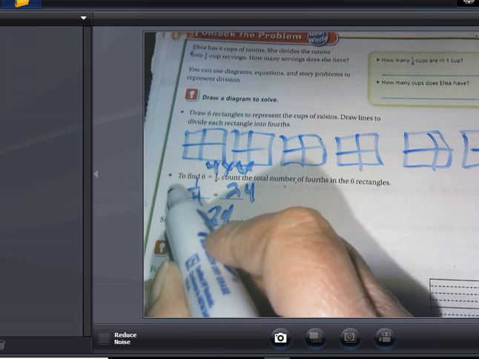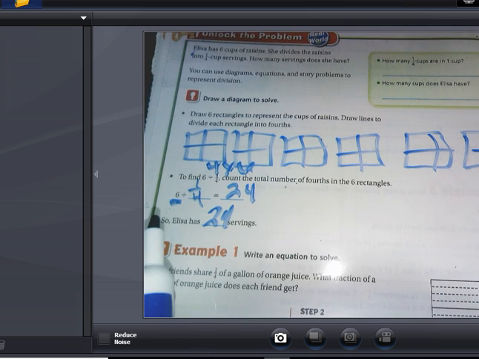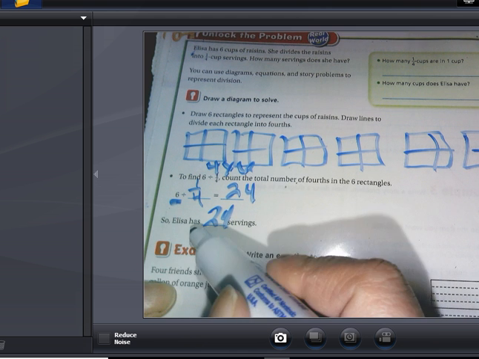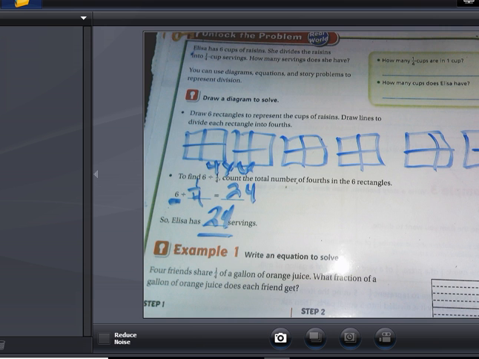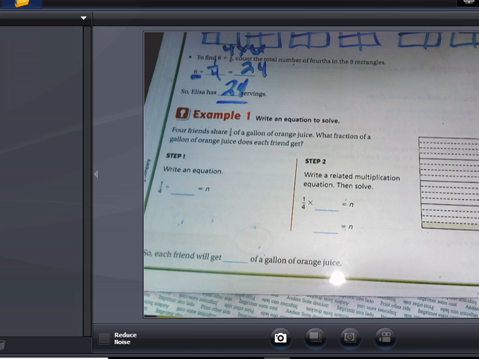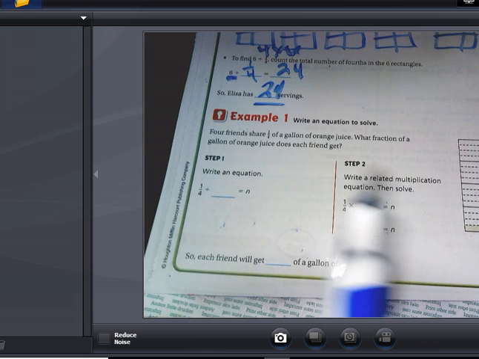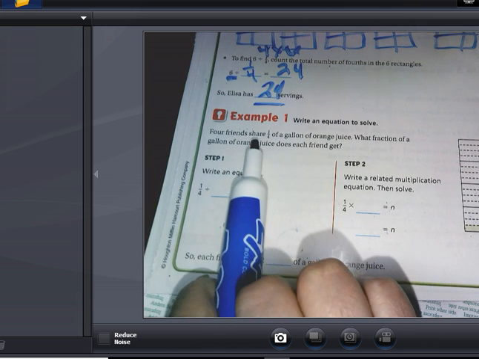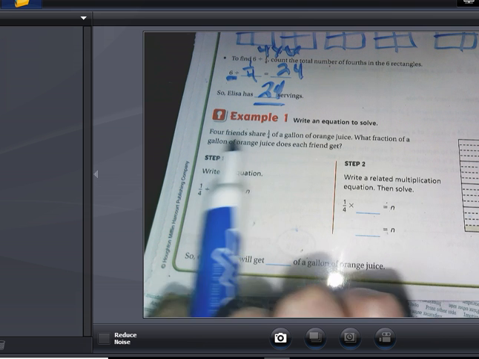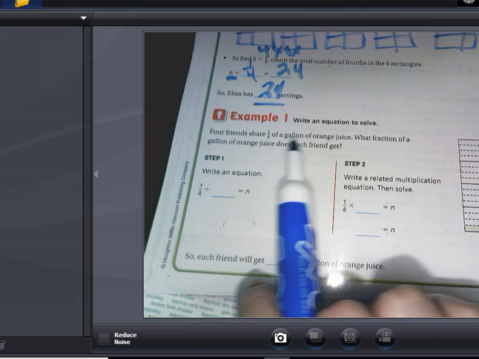I want you to notice that if you start with a dividend with a whole number, your quotient is going to end with a whole number. As of yet, that has always shown true. All right, what happens if we have another story problem here? 4 friends share 1/4 of the gallon of orange juice. What fraction of the gallon of juice does each friend have?